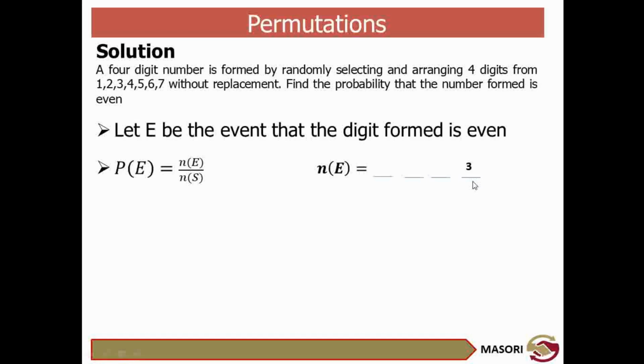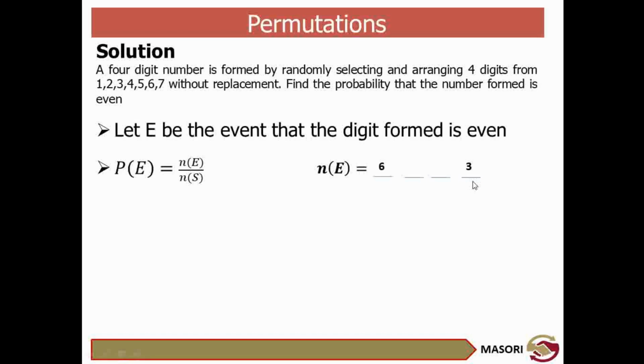The remaining numbers, once you pick any one of the even numbers, what you remain with are 6 digits, because we are selecting without replacement. So once one even number has been fished out, you remain with 6 digits. So therefore, the remaining numbers can be arranged in 6 ways.